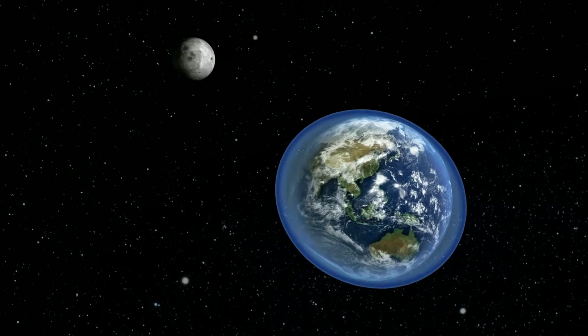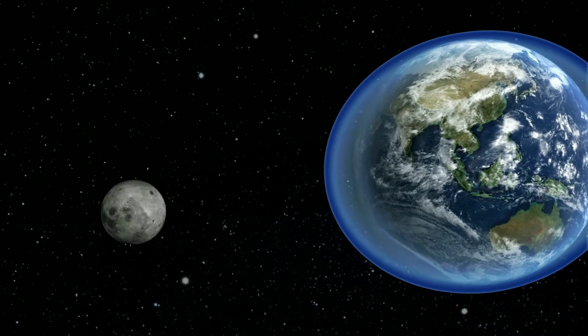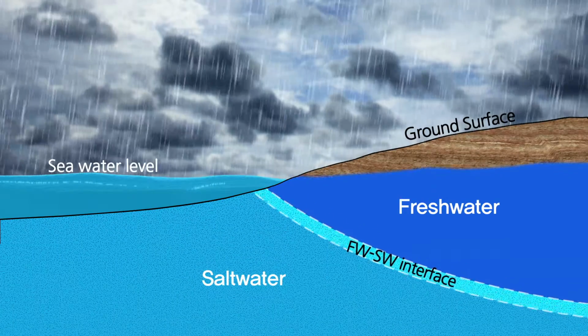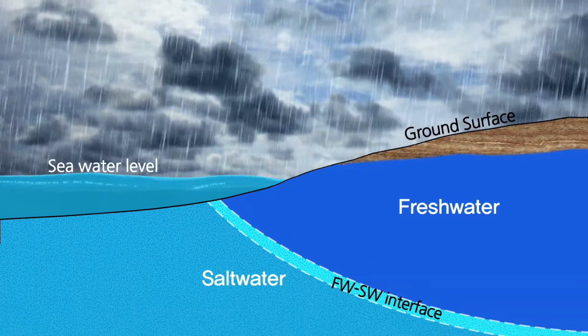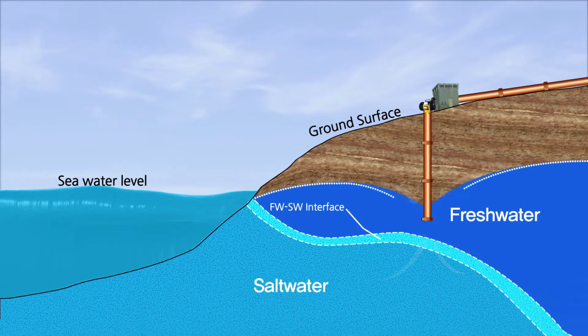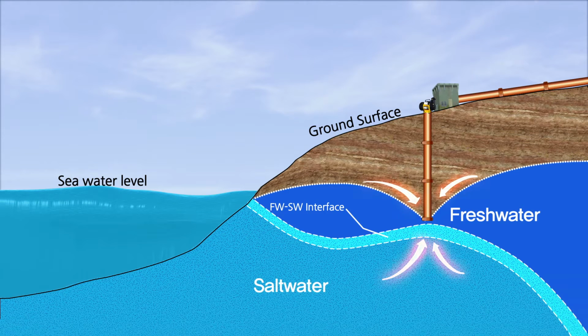The location of freshwater-saltwater interface changes in real time due to the change of sea level by tide and change of groundwater level by seasonal rainfall. The interface also rises due to the intrusion of saltwater if we pump groundwater artificially and excessively at the coastal area.